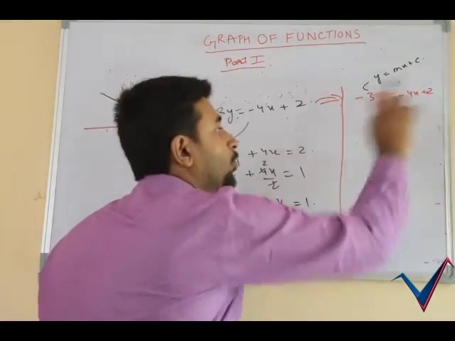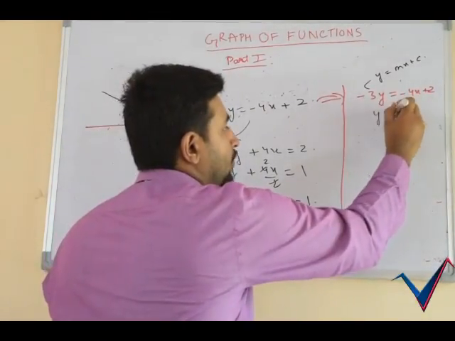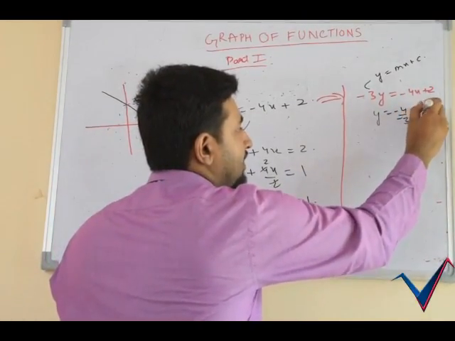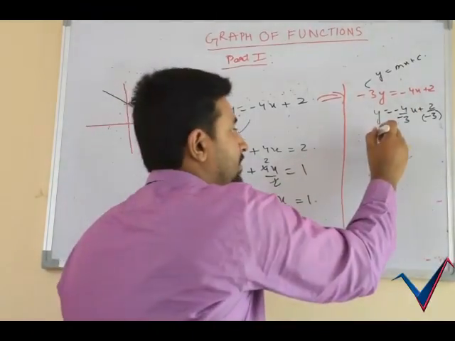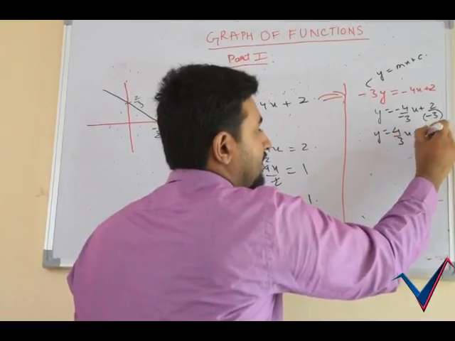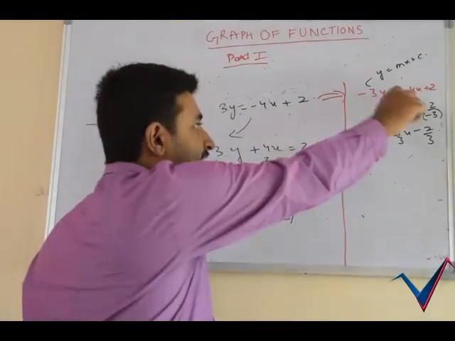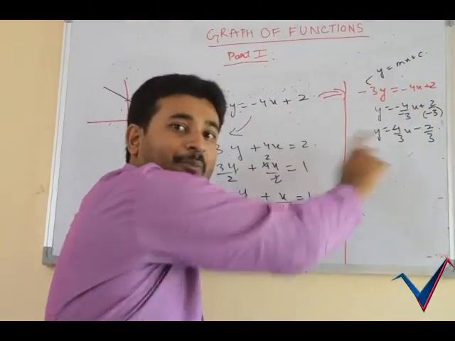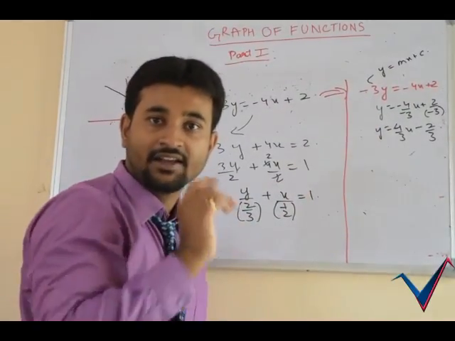So divide the whole equation by minus 3. What would you get? y is equal to minus 4 by minus 3 x plus 2 by minus 3. So it becomes y equal to 4 by 3 x minus 2 by 3. So now the slope is not negative actually. The slope is positive. The graph would be this way and the y-intercept would be negative.